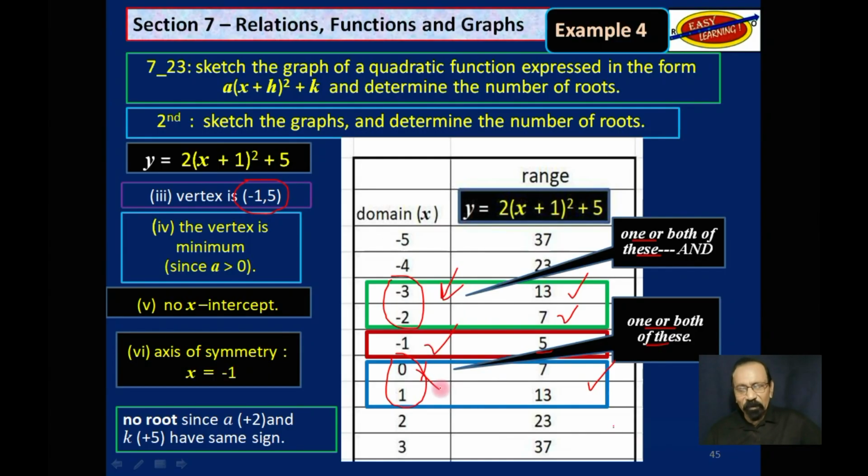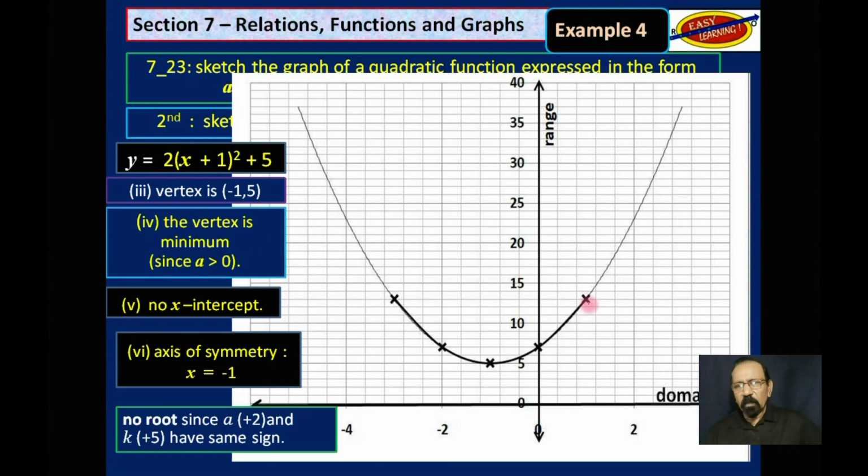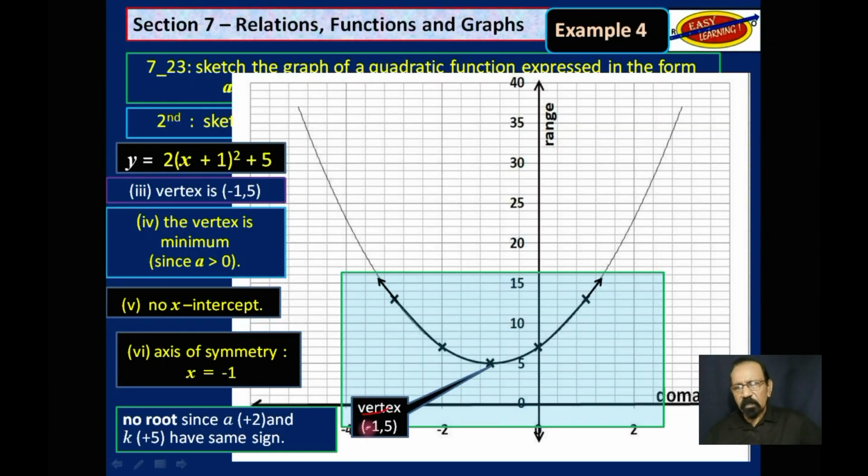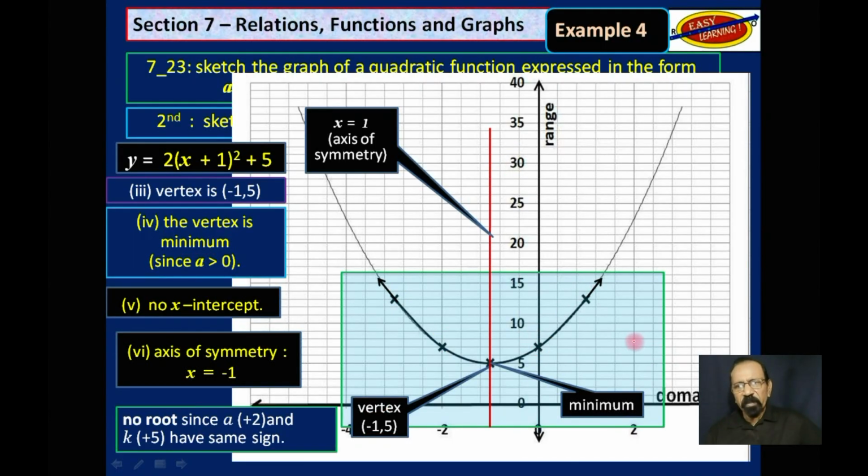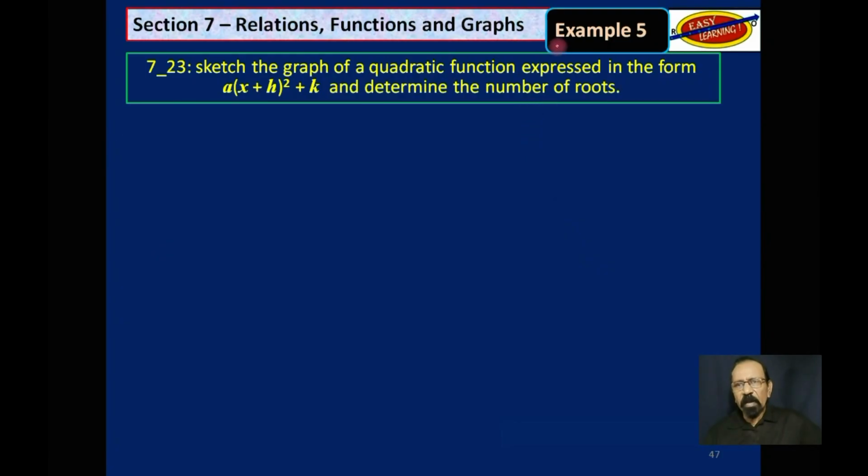Let us say we have 5 coordinates of points, including the vertex. And this is what your graph will look like. Remember, we know the vertex. We know that it is a minimum point. We know the axis of symmetry. And then we needed 1 or 2 more points here, so we could sketch a reasonable looking graph, which would look something like this.